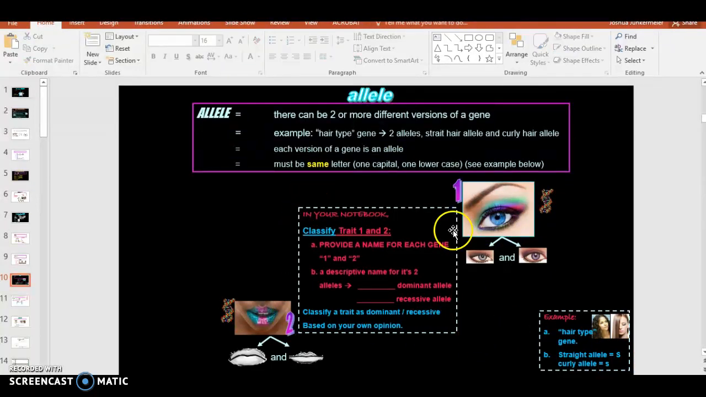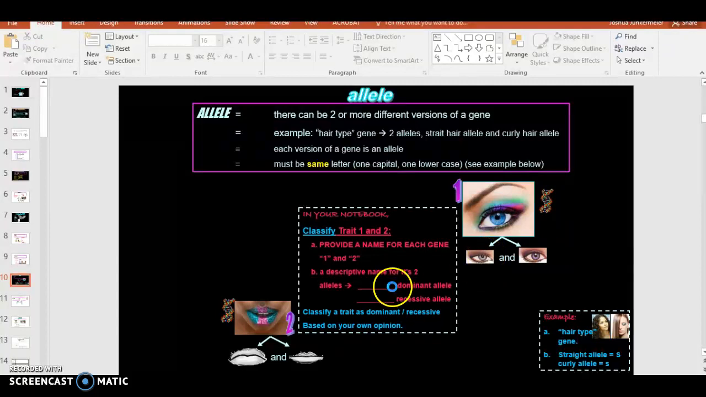For your task, look at the number 1 example here, and then look at the number 2 example, and give a name for the gene. In this example, the eyes are a little different, so you could say it's an eye color gene, or the eye shape. You see this one's a little more narrow than this eye, so you could say it's the eye shape gene or the eye color gene. After that, we make it up. We just decide which one we want to call the dominant allele and which one the recessive allele. Just for pretend, we'll say the narrow eye is dominant.